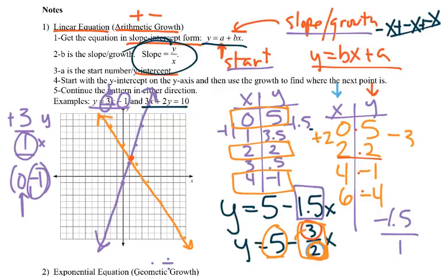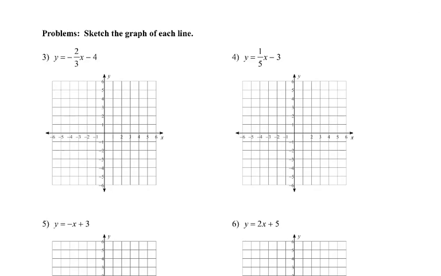Graphically, it would work the same way. We'd start at 5, and then we'd go down 1.5 to the right 1, down 1.5 to the right 1. See, we end up with the same exact numbers eventually. But that's our linear growth. That's how we graph it. That's what we want to do with it. So let's graph some of these. We'll come back to the exponential. Let's just practice some of these.